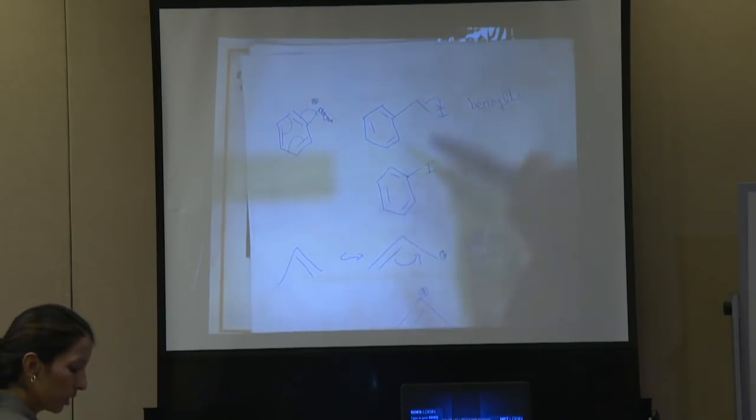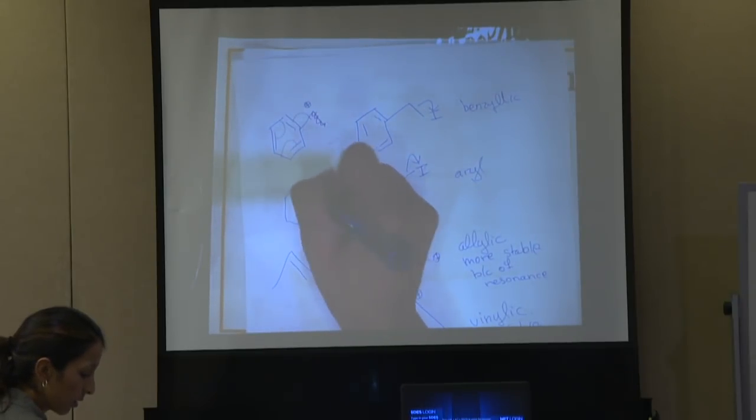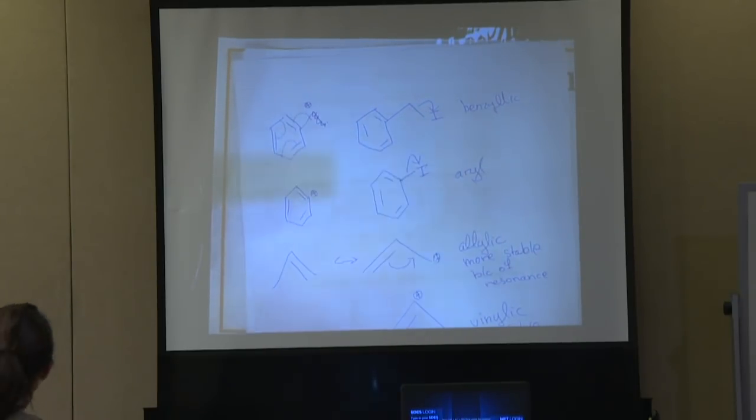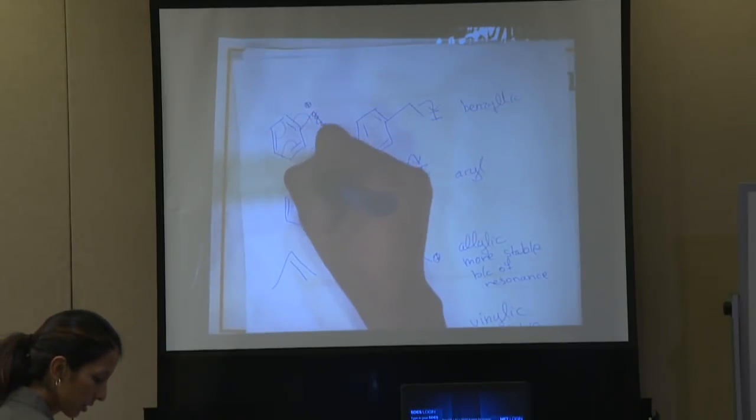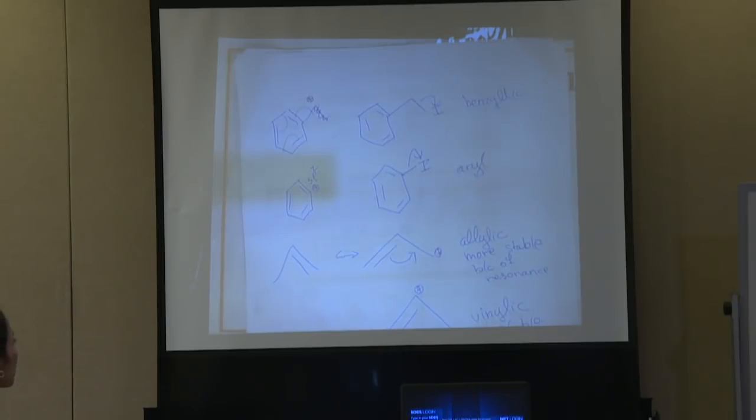But what about this one? Once this leaves, my carbocation is on the double bond. Awesome, so it's kind of stuck there. We can't really do anything to stabilize it. And what kind of hybridization is the carbocation on? sp2? Yeah. Everybody good with this now?